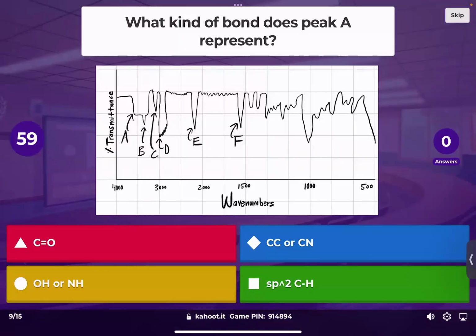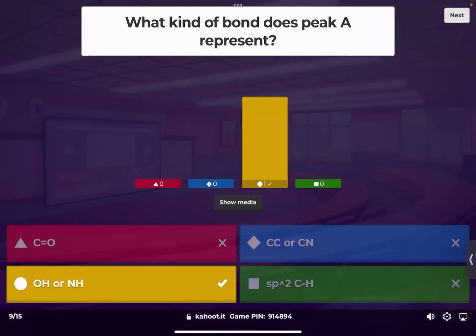What kind of bond is a... Oh, wait. This is way at the end, and it's the tooth one. Oh, this is the one I struggle with. I think it kind of looks like a parabola. Yes, a parabola one. O-H and N-H? Yeah. Yes, let's go. You guys got it.